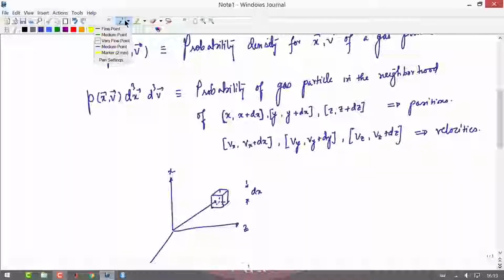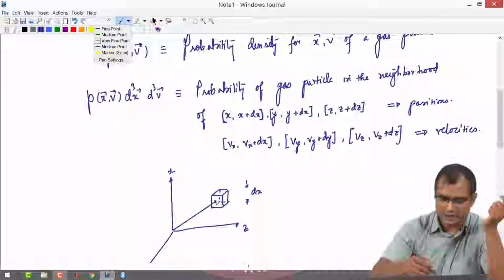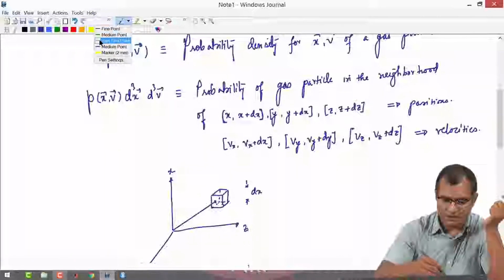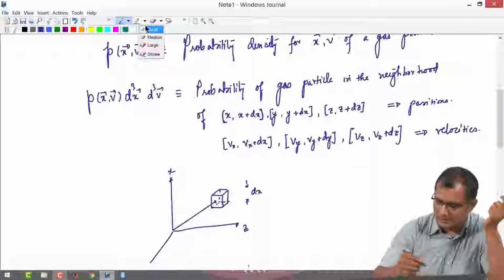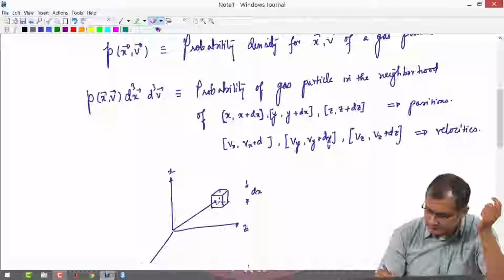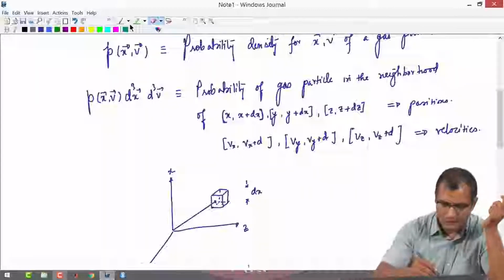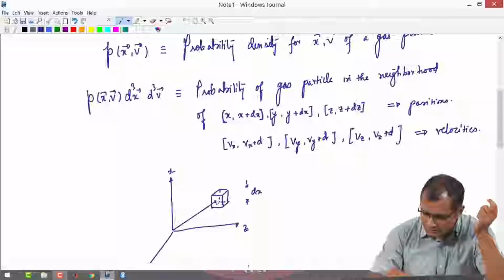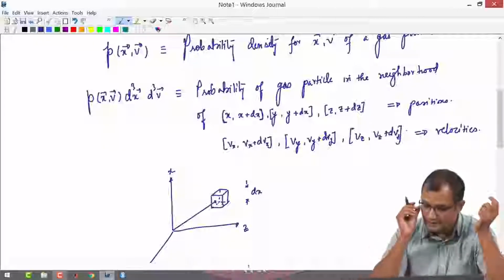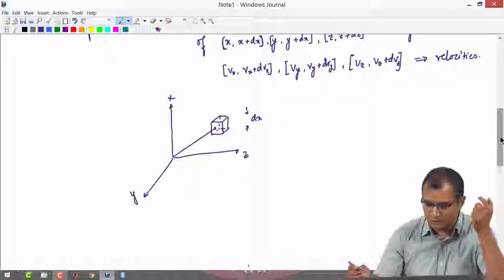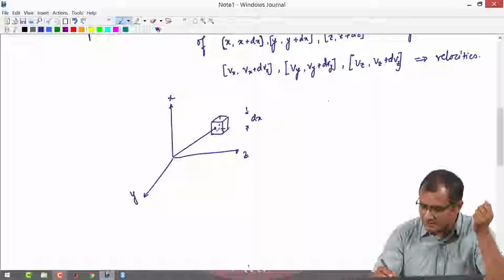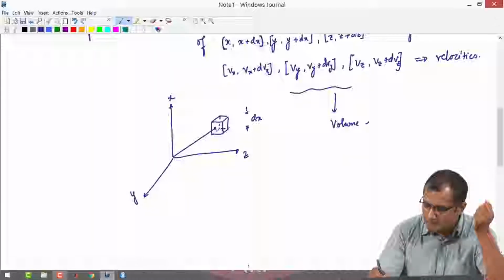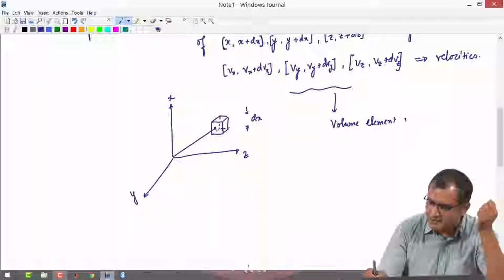That should be Vx plus dVx, right? So I have to make a small correction here. There's a typo here. It is dVx, dVy, and dVz. Thanks. And so this basically is a volume element in 6 dimensions.